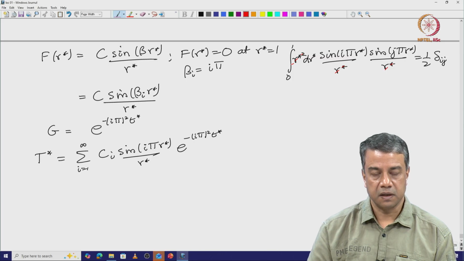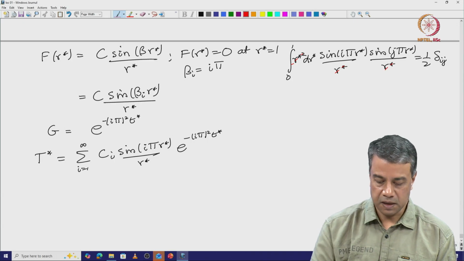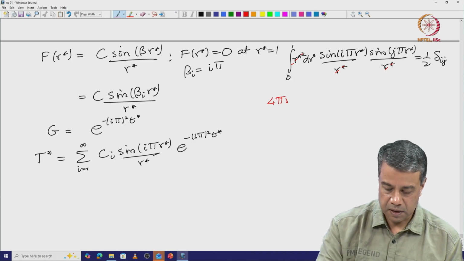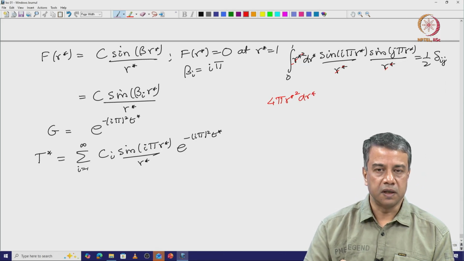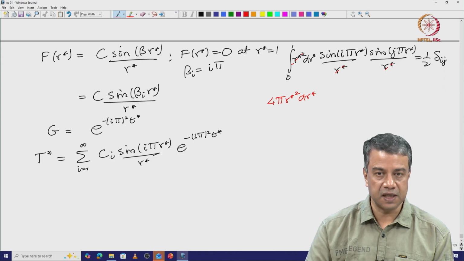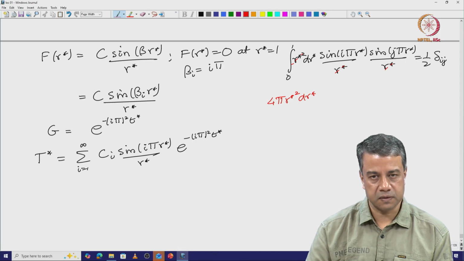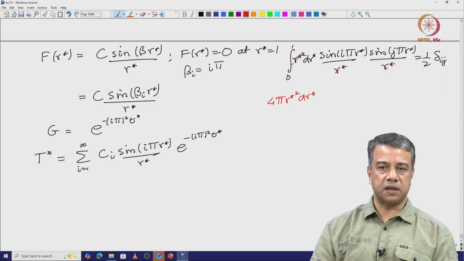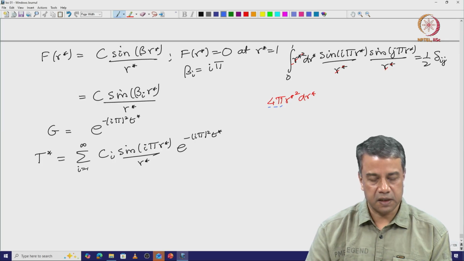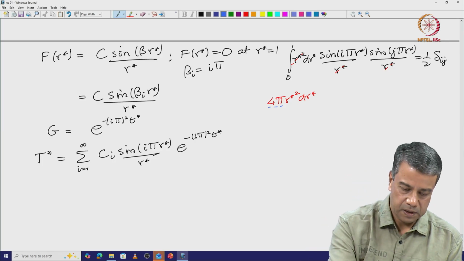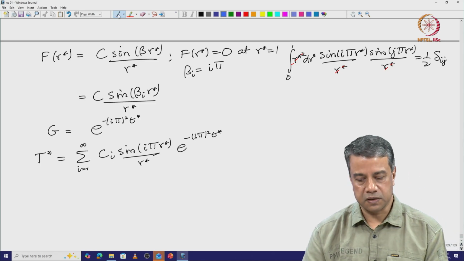The differential volume element of a shell of thickness dr in a spherical coordinate system is 4 pi r square dr, where r square is basically the scale factor. It's actually r square sin theta d theta d phi. There is no dependence here on theta or phi, therefore we have integrated over theta and phi to get this factor of 4 pi, and then r square dr. And so this one you can clearly see gives you this orthogonality relation.